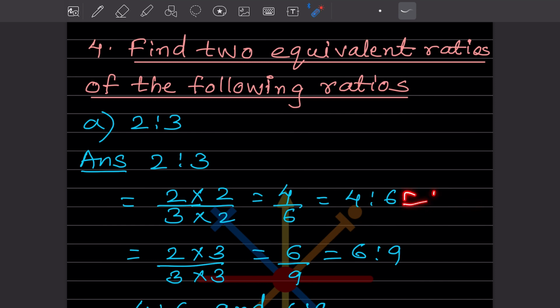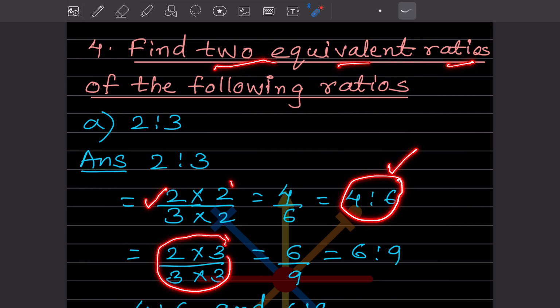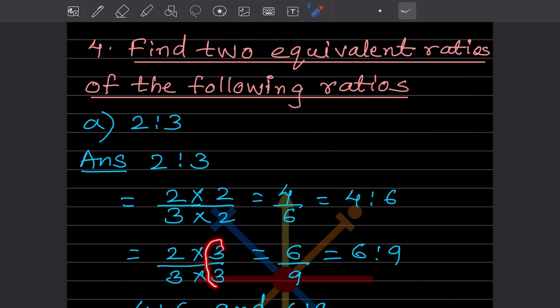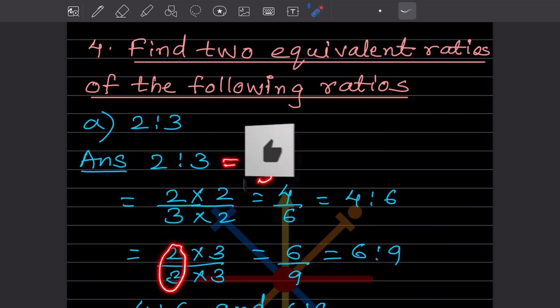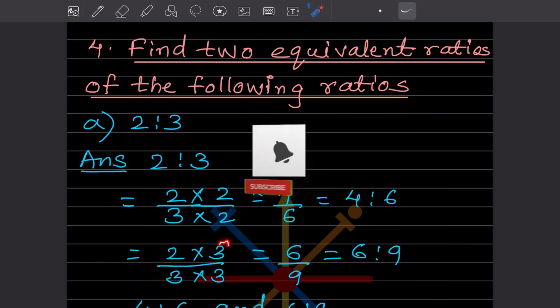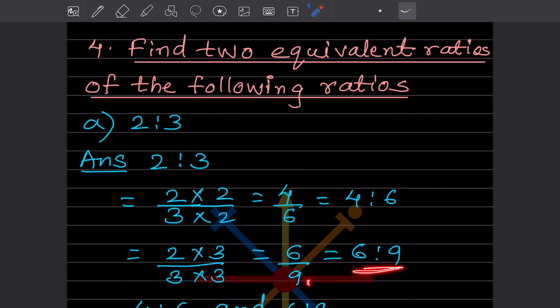Why don't we write 2:3? Because this is actually the question over here. So we have to keep it at this stage because they just asked for the equivalent ratio. So we don't have to simplify this further. Now, this is the first equivalent ratio we have done. Now, for the second one, same thing, here we did with 2. Here we are going to do with 3, the same number, 2/3. So 2/3 multiplied by 3: 2 into 3 is 6, and 3 into 3 is 9. So that will be 6 divided by 9, that is 6:9.